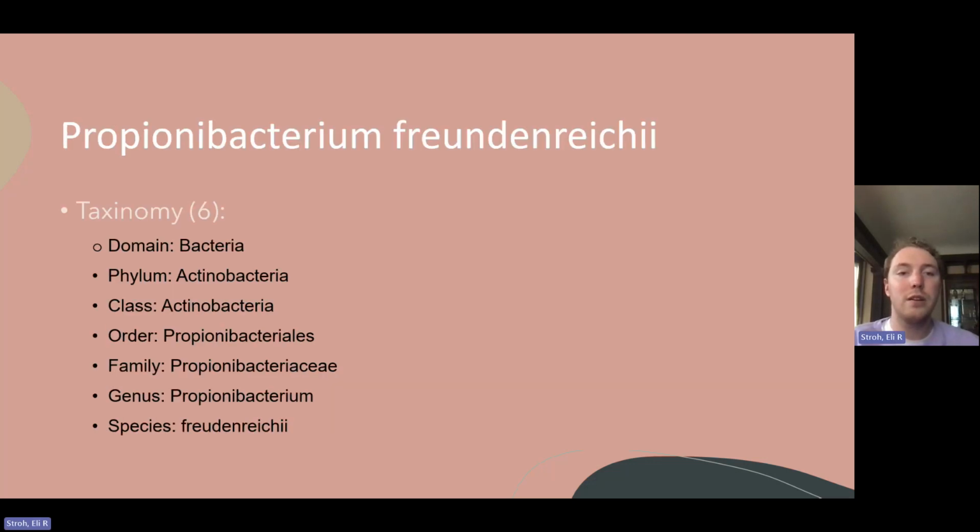So to start, I picked the bacteria Propionibacterium freudenreichii. And for the taxonomy of it, it's a bacteria within the phylum of Actinobacteria, which is the same as its class. It is part of the order Propionibacteriales, and the family Propionibacteriaceae. And then the genus and species are the common name that we have of Propionibacterium freudenreichii.